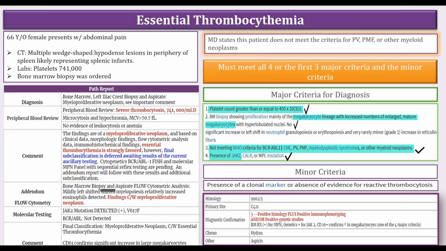The bone marrow biopsy showing an increase in megakaryocytes, which was proven by CD61 positivity, did not meet the criteria for other MDS or MPNs, and did have the JAK2 positivity. So the primary site is C42.1, the histology is 9962/3, and the confirmation is 3 due to CD61 and JAK2 positivity. The patient was treated with hydrea, chemotherapy, and aspirin, which is other therapy. Again, don't forget to code that aspirin, that's really important, and capture that in your text as well.